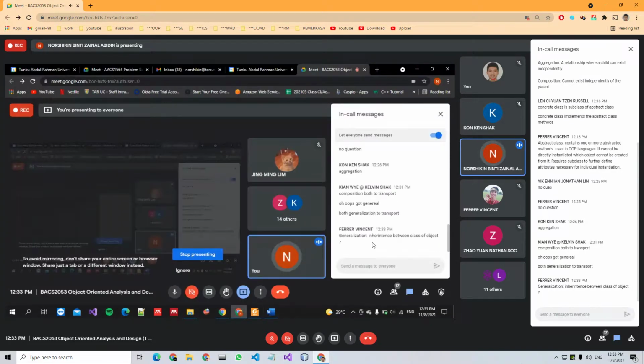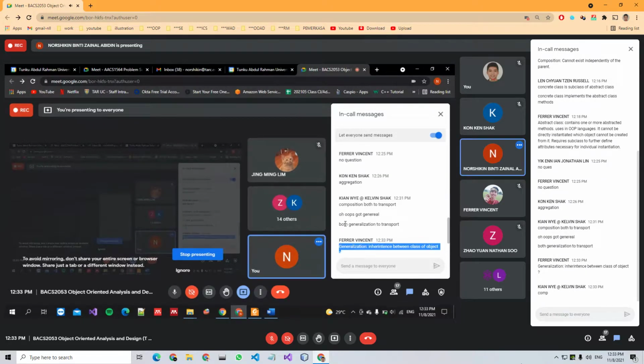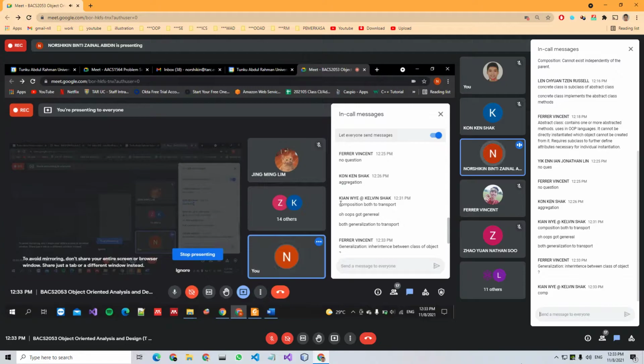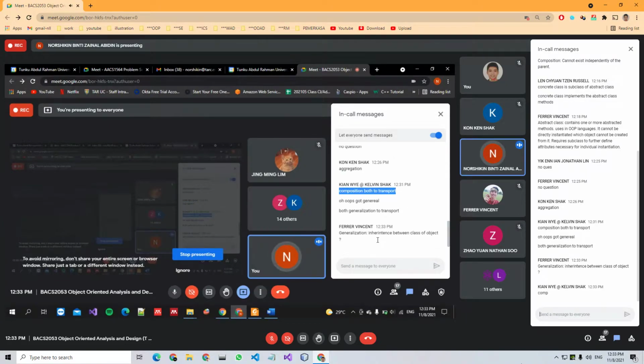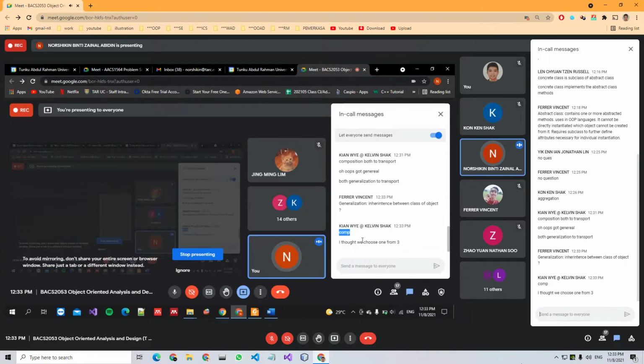So here we have an answer from Konkenshak, this is aggregation. Then Kelvin, composition. This one is the definition, but yes, the diagram just now is a generalization. So now we want to check what the relationship is. Is it composition or aggregation?